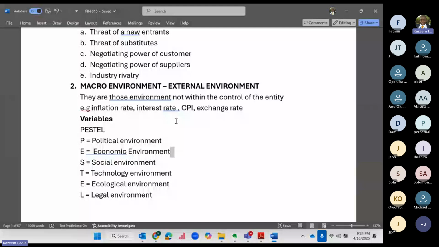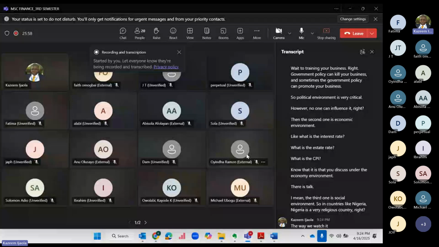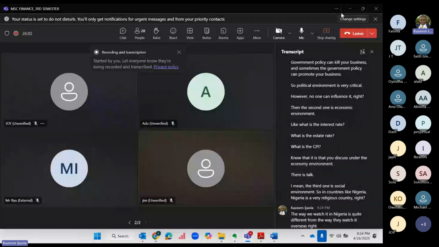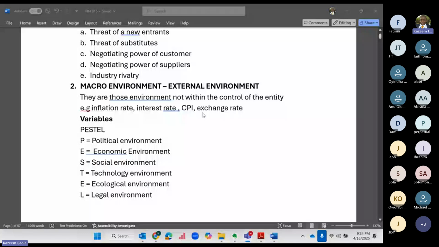Then the third one is the social environment. In countries like Nigeria, Nigeria is a very religious country, right? The way we worship in Nigeria is quite different from the way they worship overseas. In Nigeria, we pray a lot. So if you are a company that wants to come and operate in Nigeria, you need to take note that Nigerians don't joke with public holidays. That's part of our social activities. Even in some companies, between 12 and 3 p.m. on Friday, they allow staff to go for Jumat. So for you to succeed, you must understand the culture of the country you are operating in. All those things come under the social environment, right?